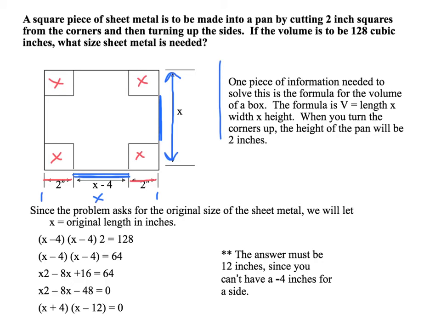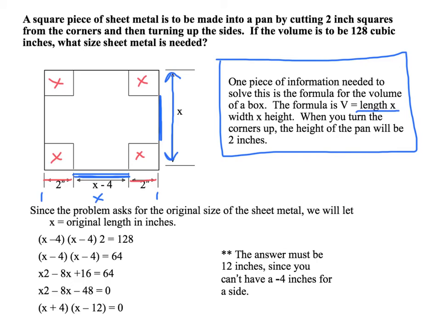Now, one important piece of information that I need here is the formula for volume. The formula for volume is the length times the width times the height. When I cut off these 2-inch pieces on the sides, and if I folded all these up, that would mean the height would be 2 inches. So you can see that I have this particular equation: x minus 4 is the width, times x minus 4 is the length, times the height, which is 2.